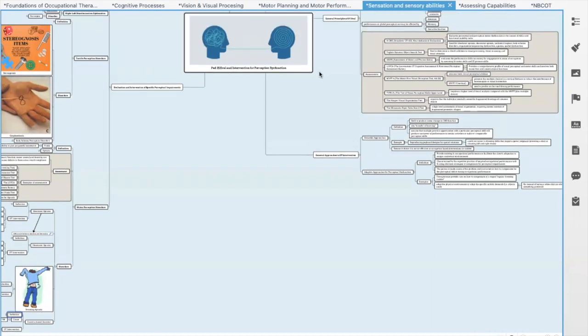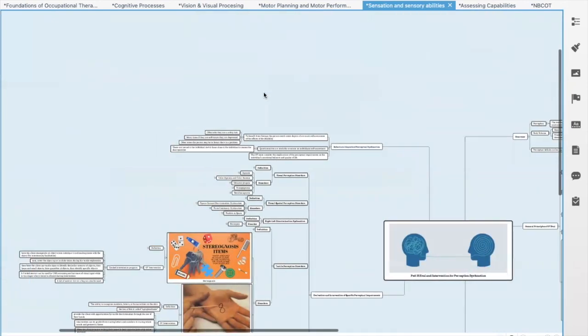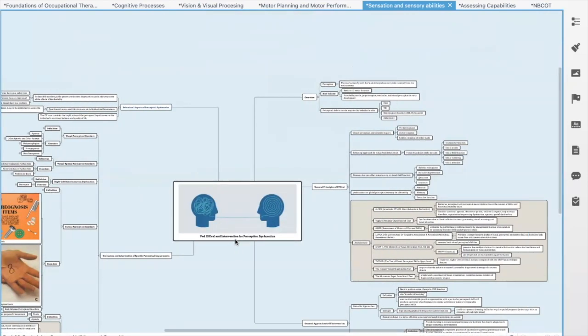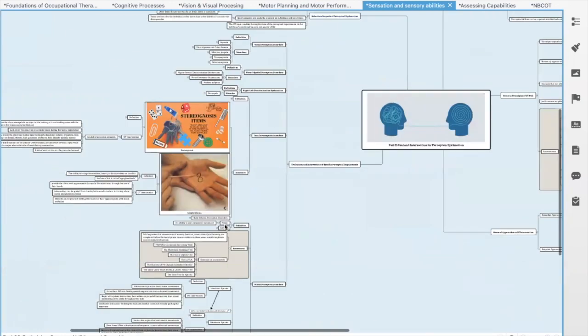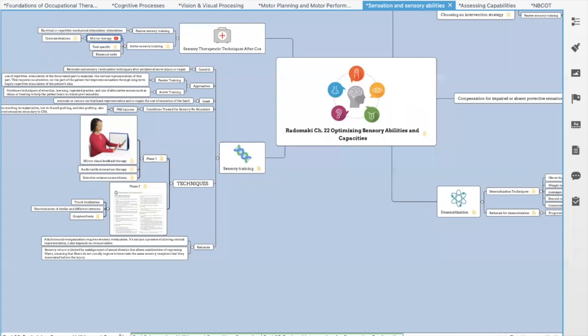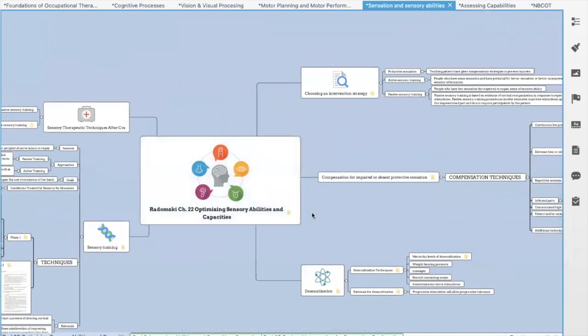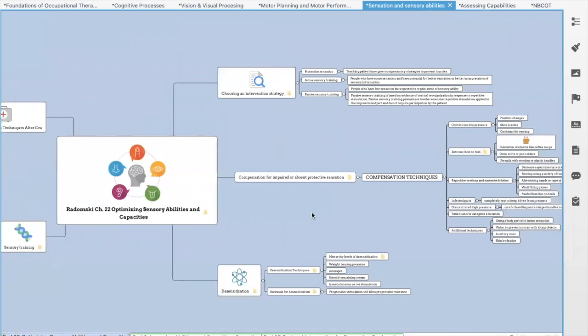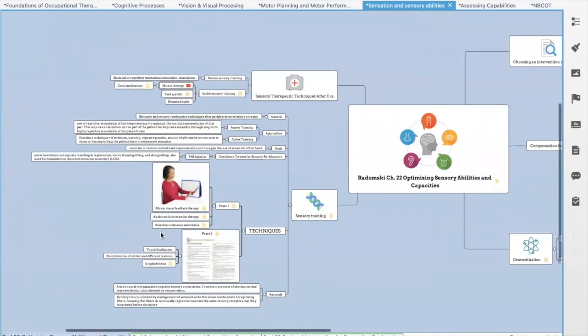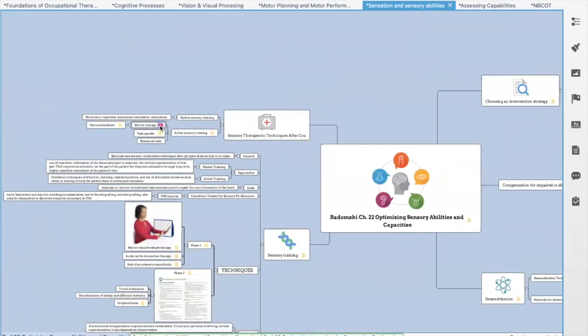Moving on to sensation and sensory abilities. Again, lots of visual aids, lots of things to help. So this is optimizing sensory abilities and capacities. And so I went ahead and added a video about mirror therapy in here just so you can see what it looks like, which I think again is very helpful.